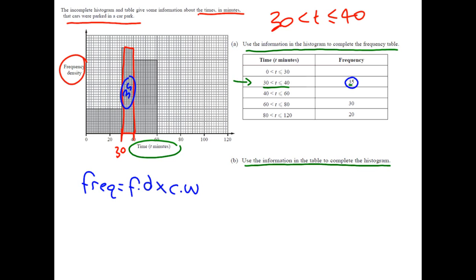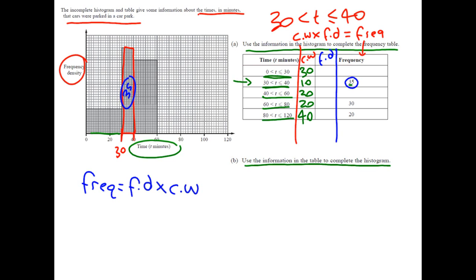So that means that we can figure out, and I'd always recommend an extra column here for class width, how wide it is. Don't panic about this. All it means is from 0 to 30, how wide is it? Well, it's 30. From 30 to 40, how wide is it? 10. From 40 to 60, 20. From 60 to 80, it's going to be 20. From 80 to 120, it's going to be 40. So we've got the class widths. And a nice other column to think about is frequency density. If you put those columns next to each other, you can multiply and get the frequency, which is perfectly in line with the columns.